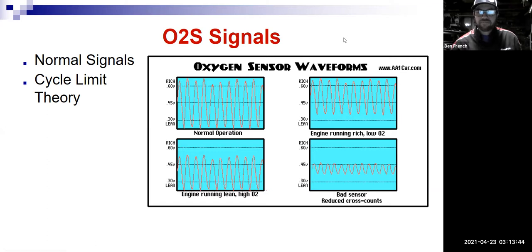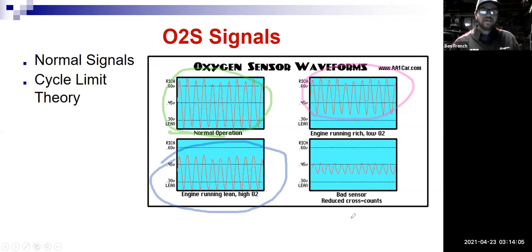So here I have good normal operation. That's what it should look like. If it was biased high, it would look like this, and then if it was biased low, I should say, it would look like that. And then if you had a sensor that was kind of dying out, it'd probably look something like this, right? Okay, so here's what's weird. Remember that the command is always opposite of the condition.